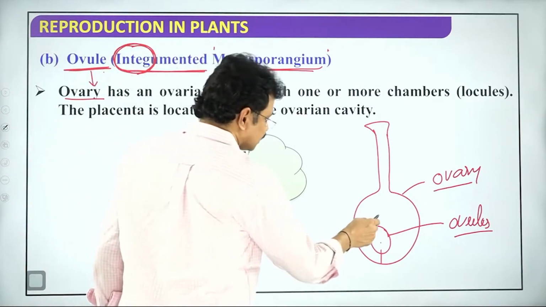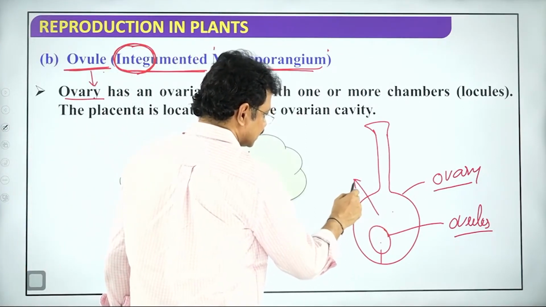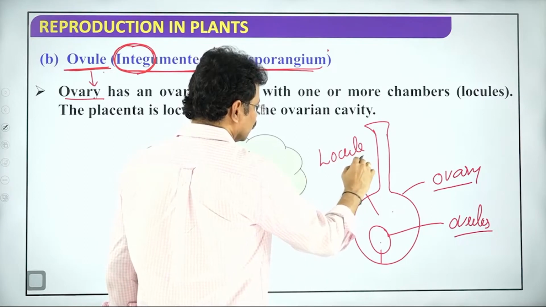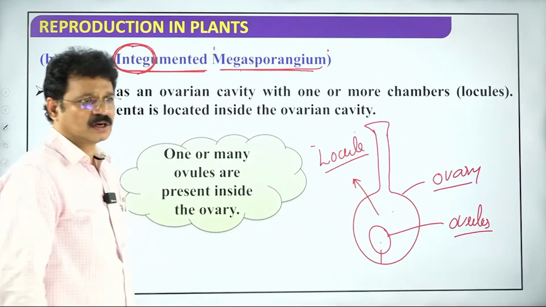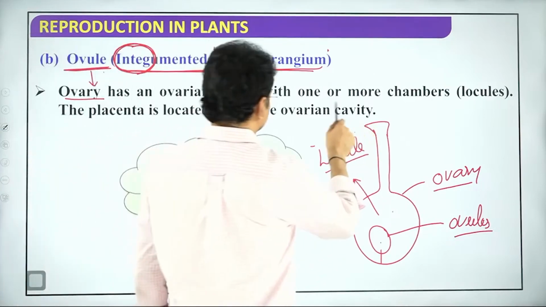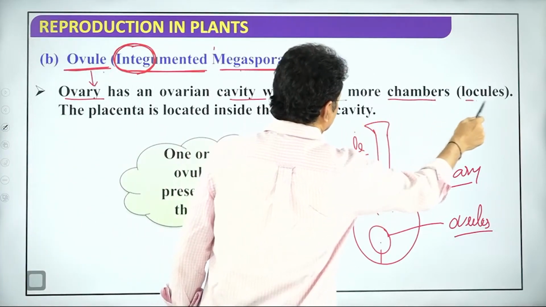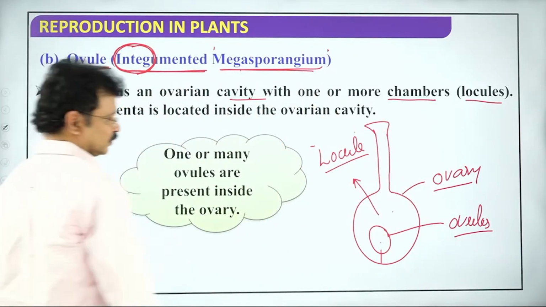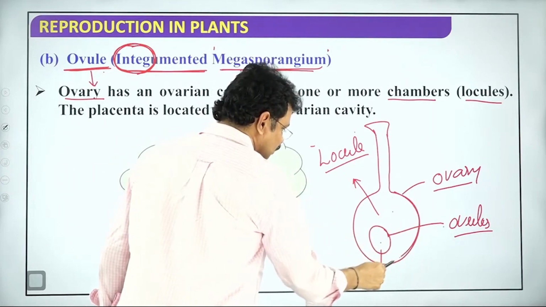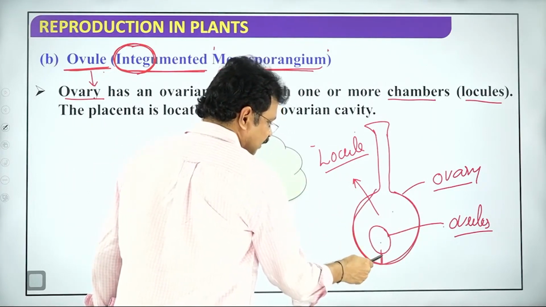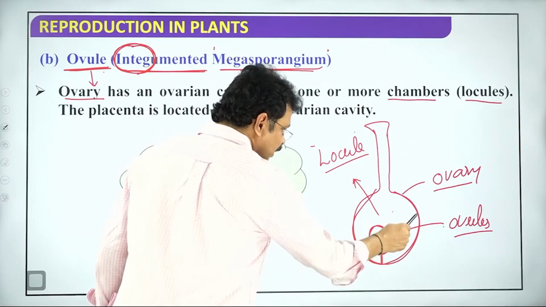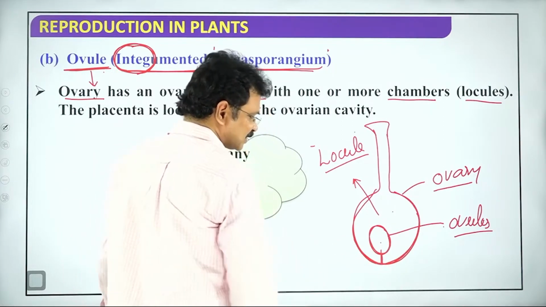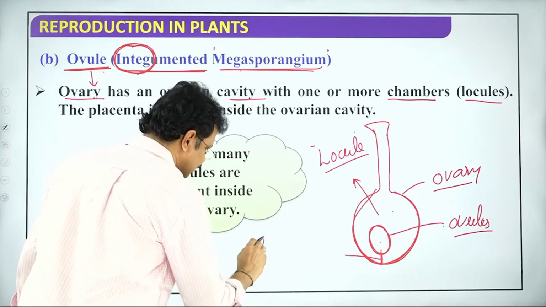The empty space found inside this ovary is called the ovarian cavity. Another name of that cavity is the locule. Ovarian cavity, chamber, or locule are all similar words. The ovule producing part inside the ovary is called the placenta. Ovules always arise from a small part of the ovary wall, and that is called the placenta. This is the placenta.